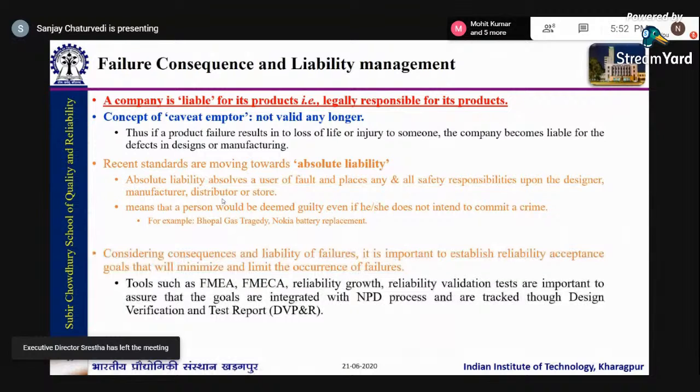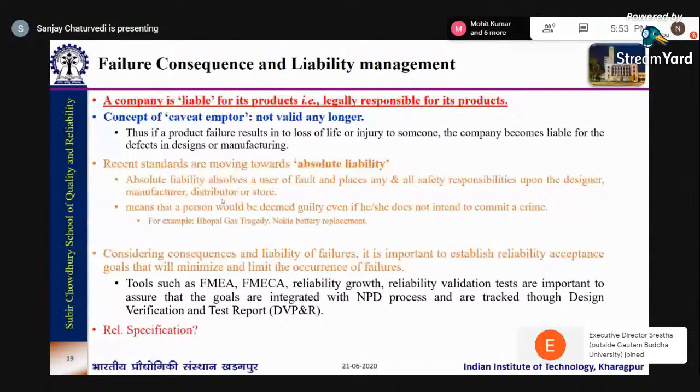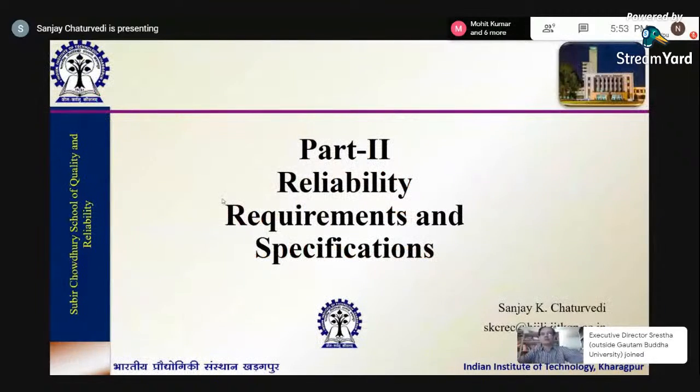So, considering consequences and liability of failure, it is important to establish a liability acceptance pool that will minimize and limit the events of failure. There are various techniques available in reliability. So, this is about part one. The next part is reliability specification: how we can specify the reliability specifications.